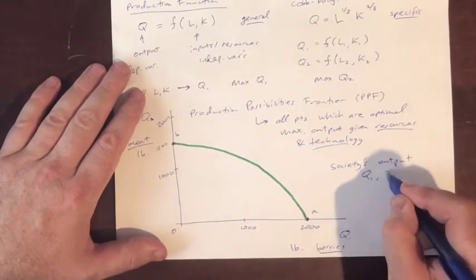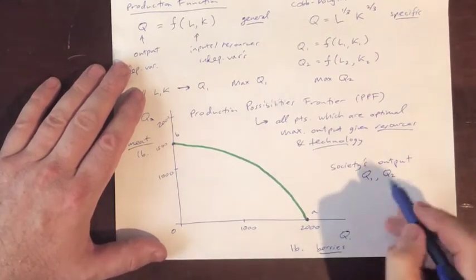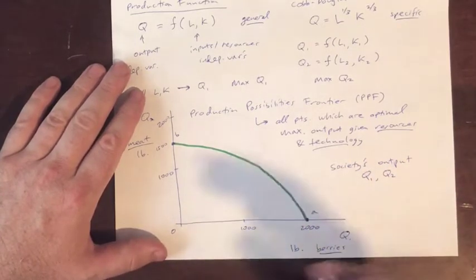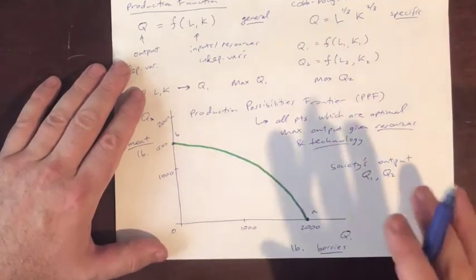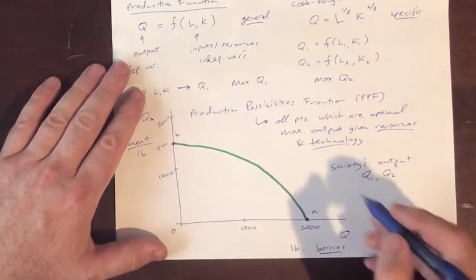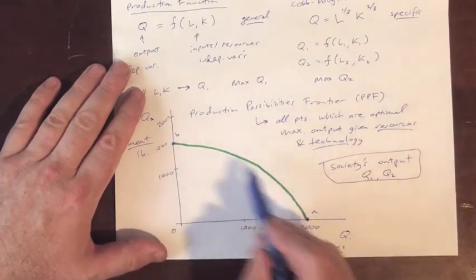We mean Q1 and Q2. Okay, we've just limited ourselves to imagine that the society produces only 2 goods. We could extend the analysis if we wanted to, but just this is good enough for our purposes. Just keep it simple, right? 2 goods. Okay, that's society's output.